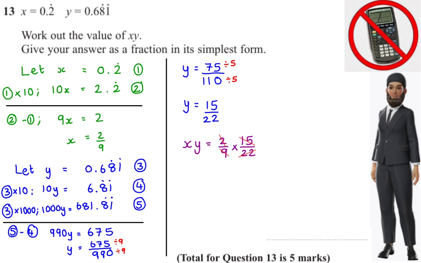Over here, you should end up getting a 1. 2 divided by 2 is 1. 22 divided by 2 is 11. 9 divided by 3 is 3. 15 divided by 3 is going to give you 5. And therefore xy is equal to 5 over 33.